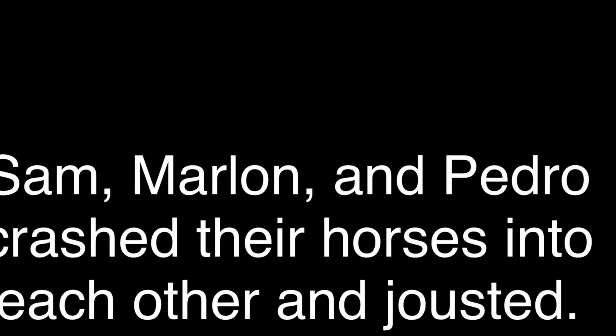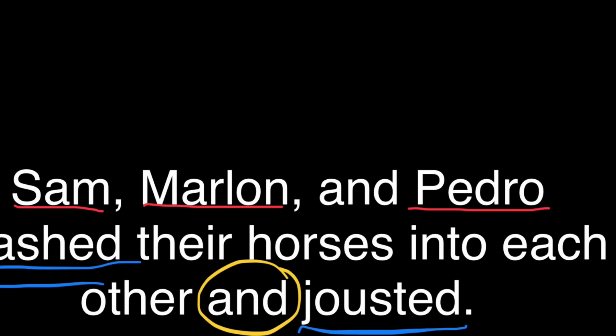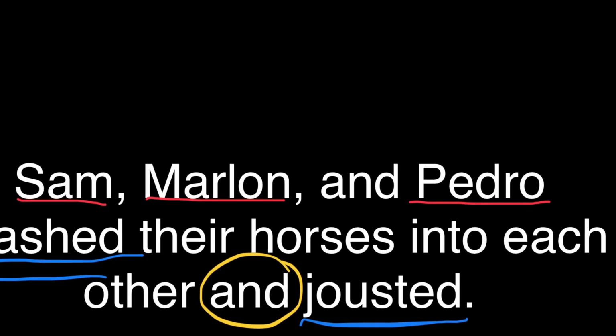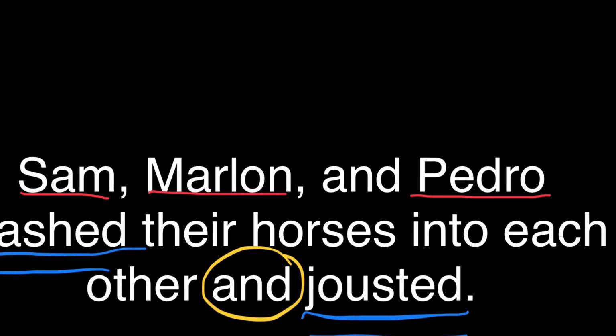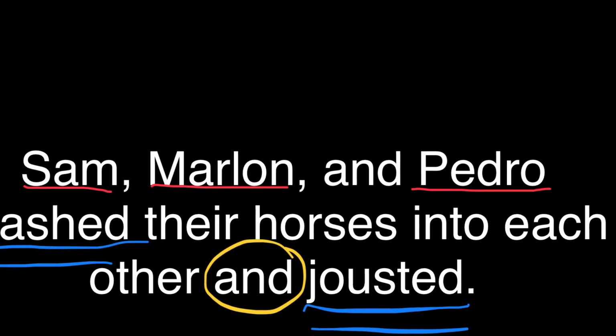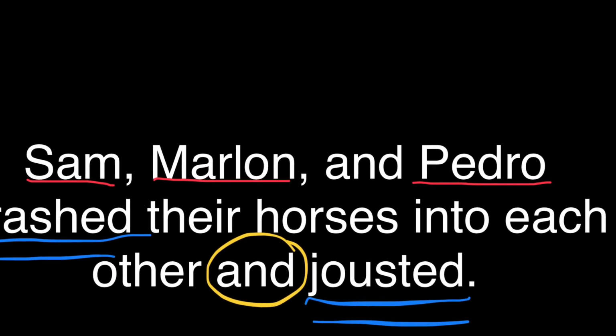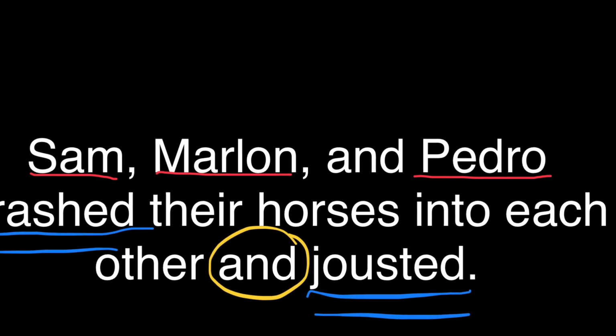We can also have more than two subjects. For example, Sam, Marlin, and Pedro crashed their horses into each other and jousted. So in this sentence, Sam, Marlin, and Pedro are all subjects, connected by and. They're both crashing and jousting, those two verbs also connected by and.